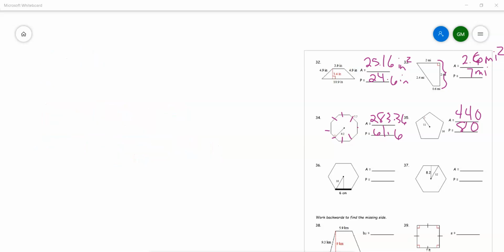Alrighty. Okay, so number 36, we have a regular hexagon with a side length of 6 and a radius of 10. So this one doesn't give us the apothem. We're going to have to find it. So if the side length is 6 and it has 6 sides, the perimeter is going to be 6 times 6. So the perimeter is going to be 36. That's going to be easy enough. And in this case, they gave us centimeters as our unit. So it's going to be 36 centimeters.